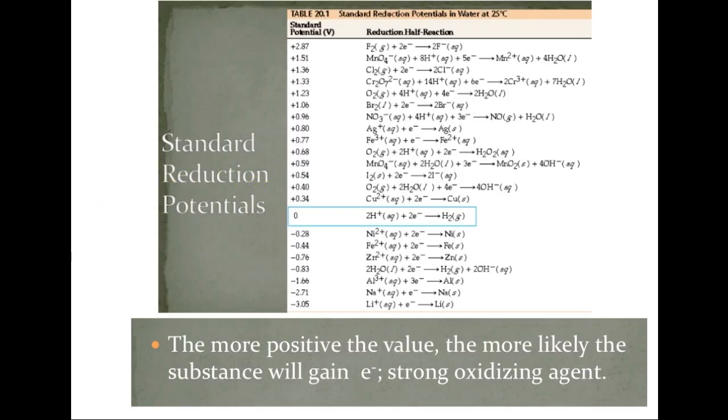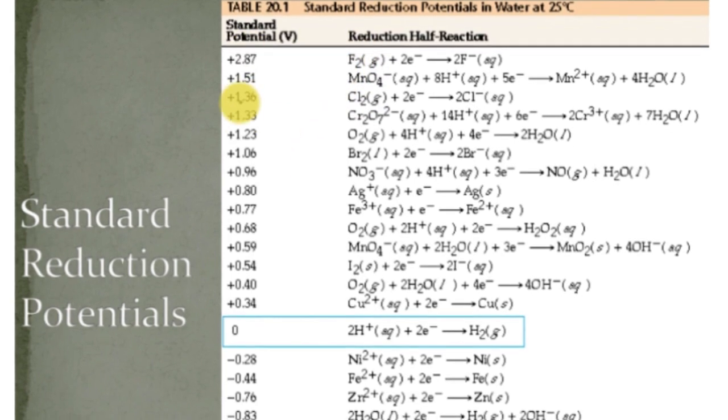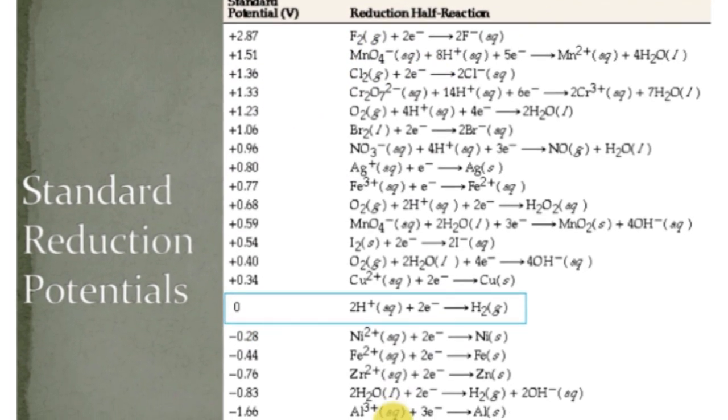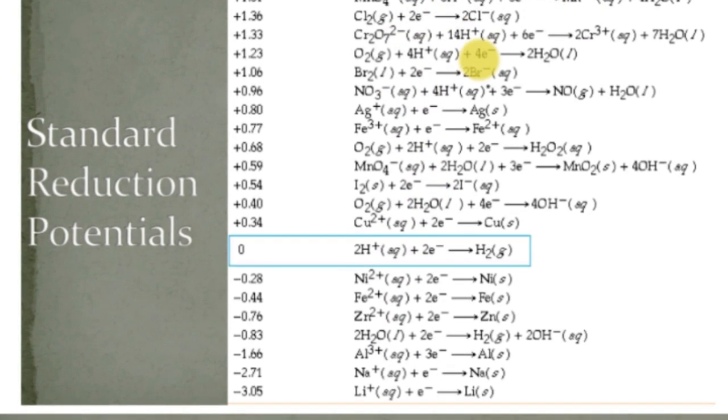Okay, so let's take a look. Here's an example of a standard reduction potential. I'll give you one of these in class if you don't have it already. Here's your voltages, and these are your half reactions. These are not complete reactions because they have electrons already in them.